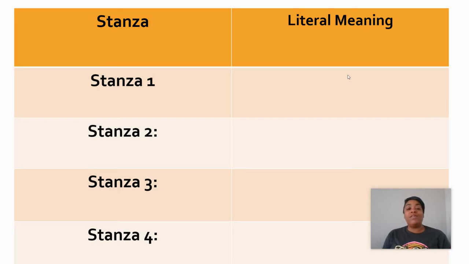All right, scholars, so in front of you, you should have a completed T-chart labeled stanzas 1 through 4 on the left, and then space to write your literal meaning for each stanza on the right. We're moving.